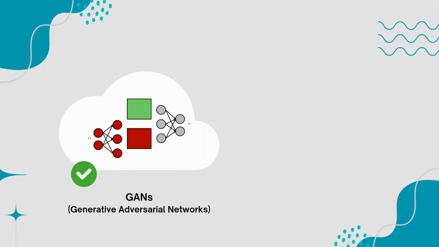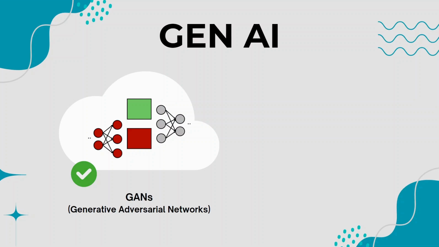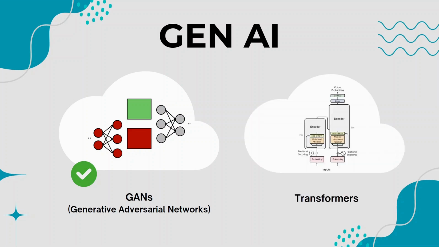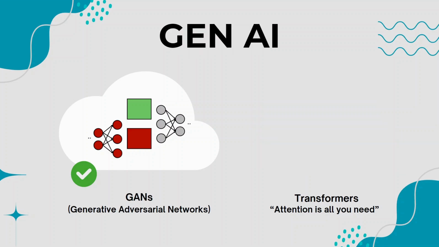And by the way, GANs are one of the most popular architectures in the field of generative AI. There is also another architecture which is gaining popularity in language models like ChatGPT. The architecture is called Transformers. Transformers gained popularity after the paper "Attention is All You Need" was published in the year 2017. If you want to learn more about Transformers, you can watch this video where I have explained the complete architecture and the functioning of Transformers in a step-by-step manner.